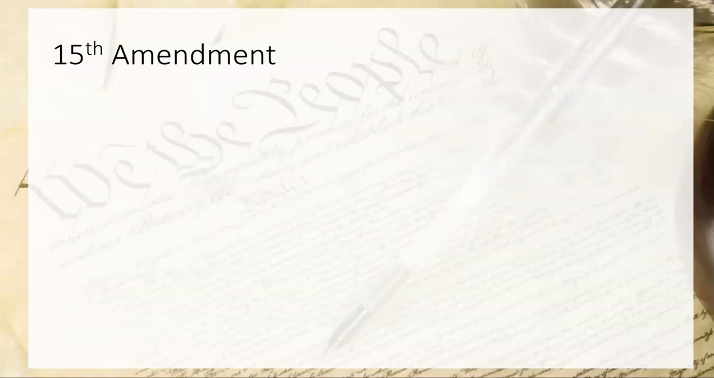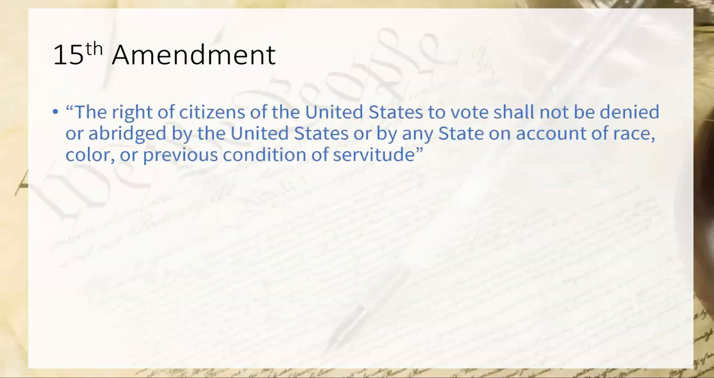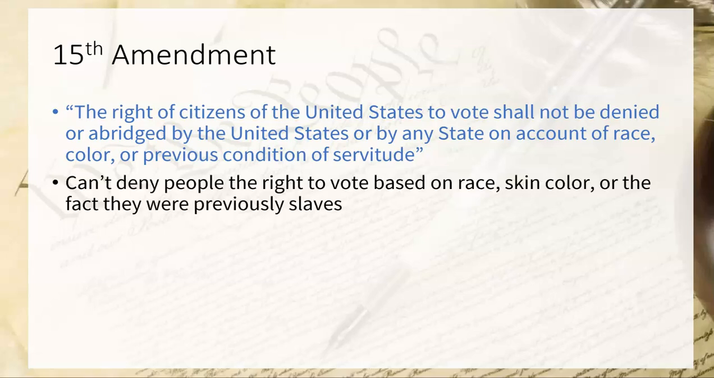And then our last Reconstruction Amendment is the 15th Amendment. The rights of the citizens of the United States to vote shall not be denied or abridged by the United States or by any state on account of race, color, or previous condition of servitude. In essence, you cannot deny the people the right to vote based on race, skin color, or the fact that they were previously slaves. At the time this was written, you still had to be a man to vote. But it was a step in the right direction.